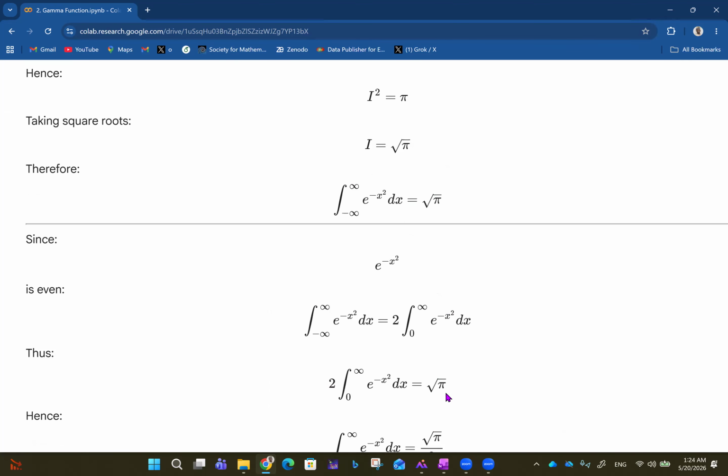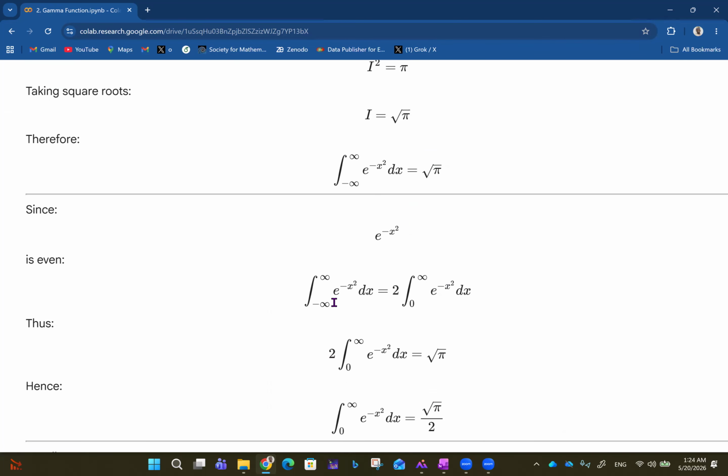So since e raised to minus x squared is even, then we can say that the integral from minus infinity to infinity of e raised to minus x squared dx is the same thing as 2 times the integral from 0 to infinity of e raised to minus x squared dx. Now take note of what's happening here.